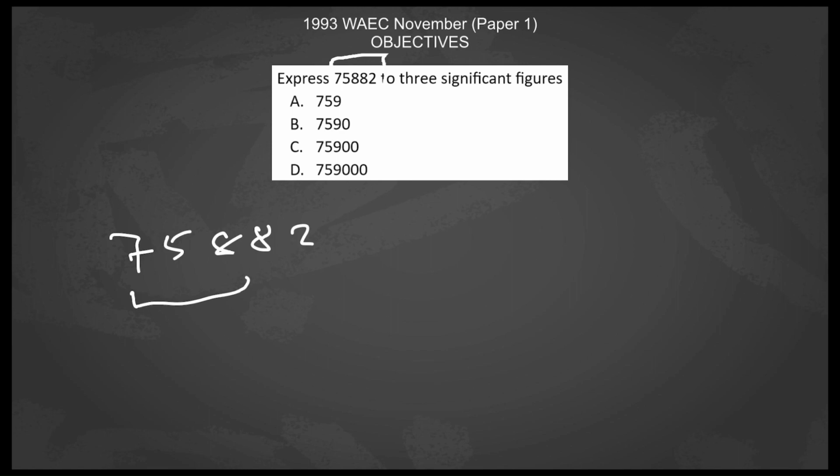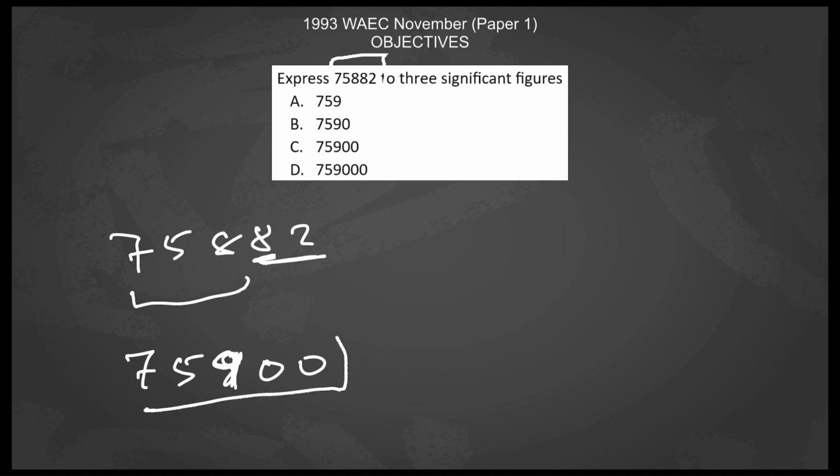And here we have to use another thing that we have in one of our videos called rounding down numbers. So here, my first three significant figures is the 7, the 5, and then the 8. But right after the 8, I have a digit that is greater than 5. So I have to round this 8 to 9. And once I do that, these two digits here become zeros, right? Therefore, I'm going to have 75,900 to contain three significant figures.